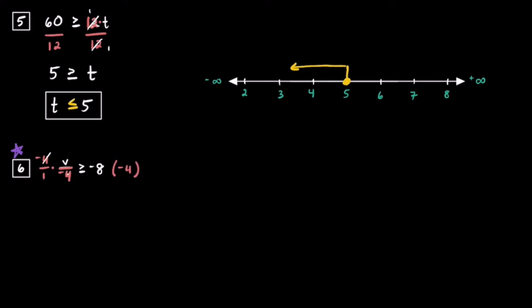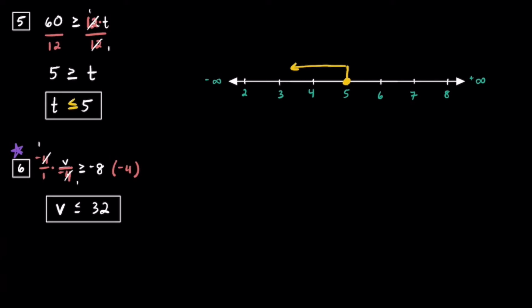On the left side, these negative 4's are going to cross cancel. We're just going to have 1's or 1v. I'm just going to write v though. And what's interesting that's going to happen here is we're actually going to flip the inequality from greater than or equal to, to less than or equal to. On the right side, negative 8 times negative 4 is going to equal positive 32. This will be our solution.